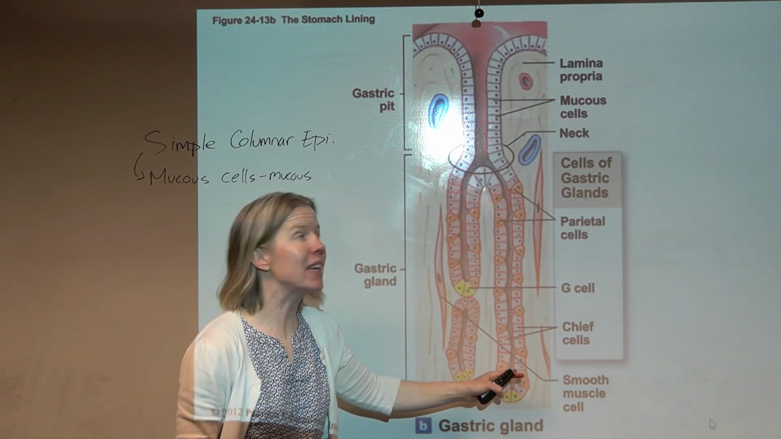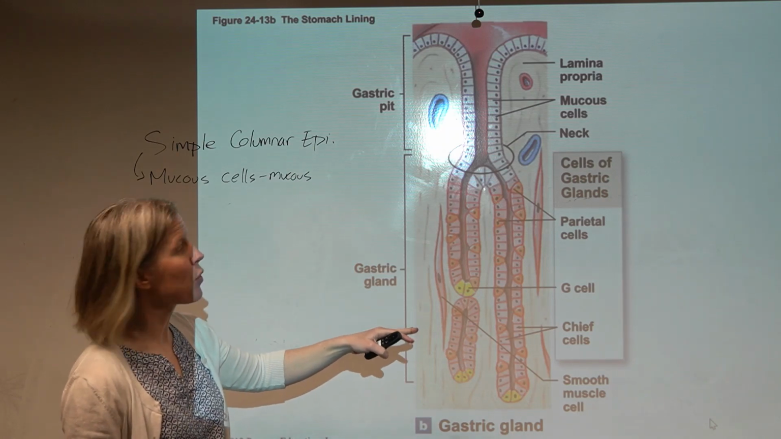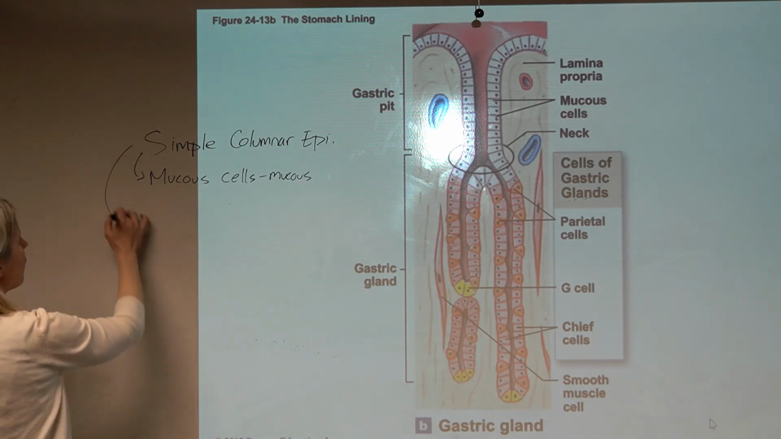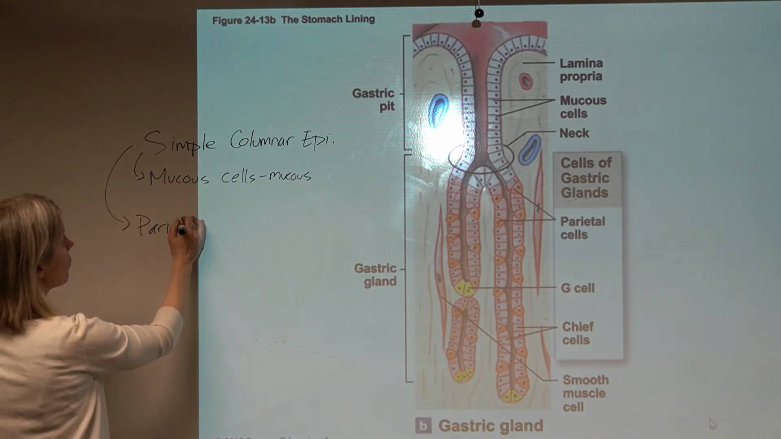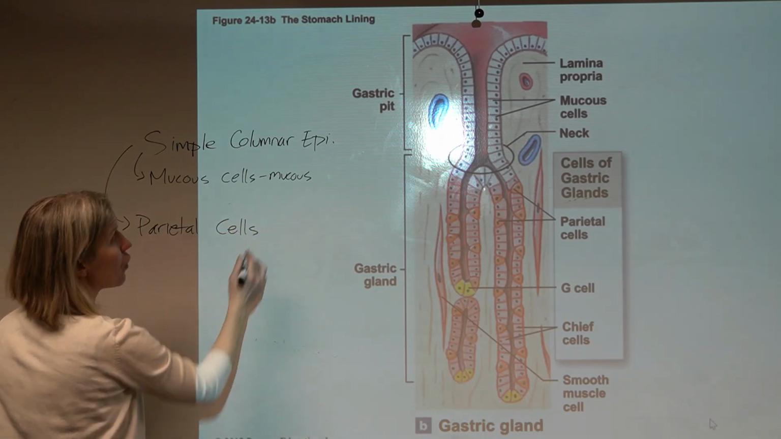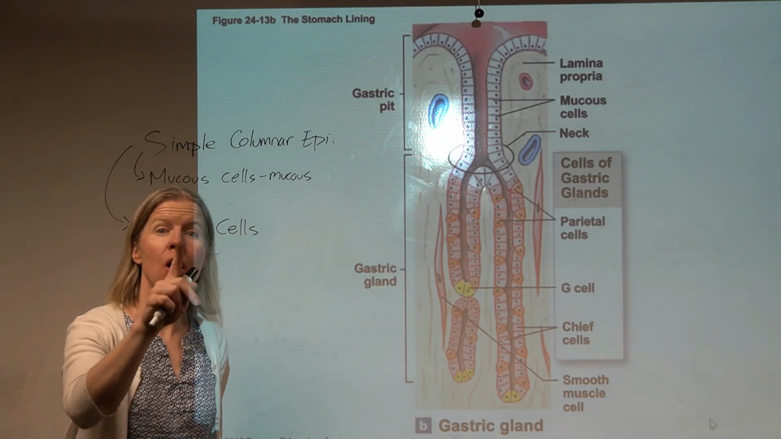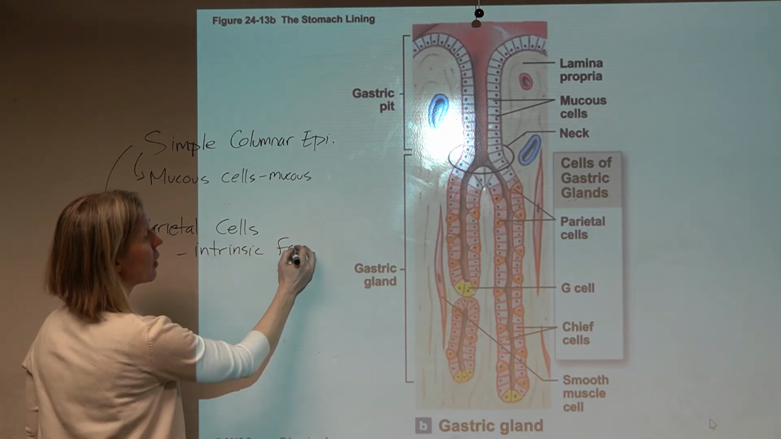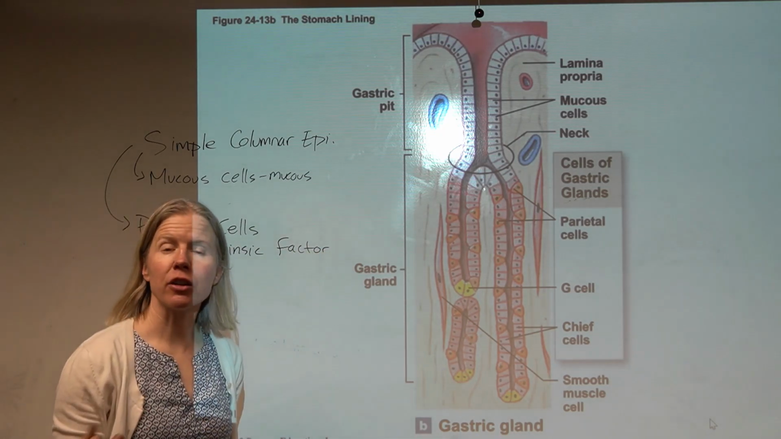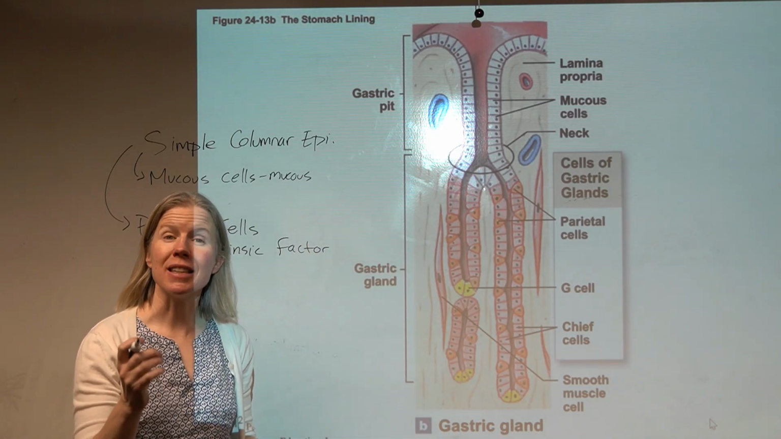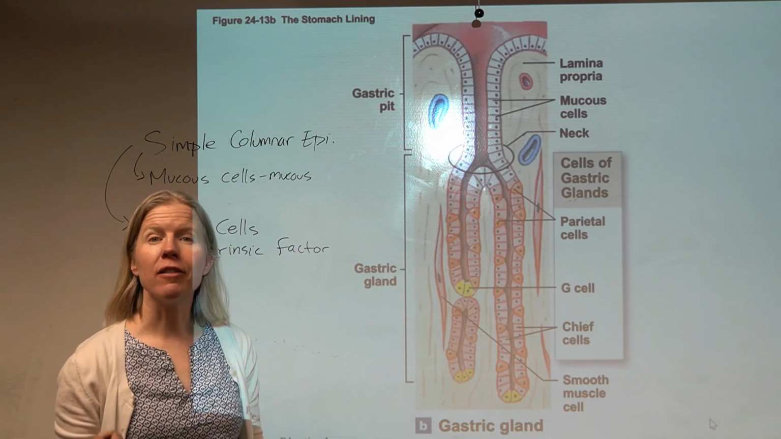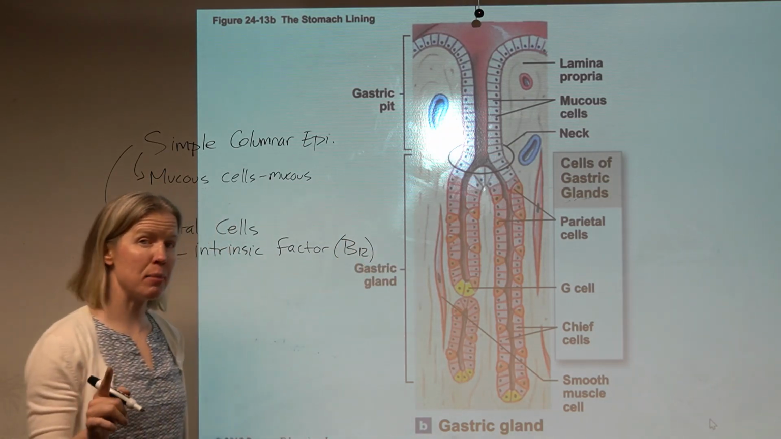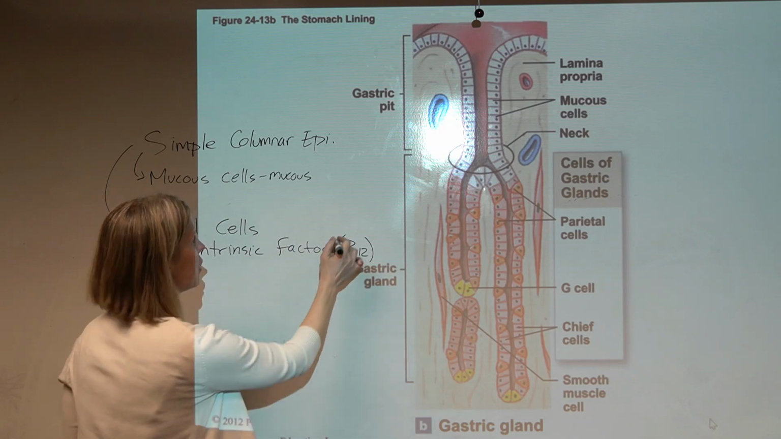Now, as we move down into the gastric glands, we have a couple different cell types. These parietal cells, they're still simple columnar epithelium. These parietal cells produce two things. One is intrinsic factor. Intrinsic factor is just a glycoprotein that's going to be essential in our ability to absorb vitamin B12. It is not B12, it helps us absorb B12.